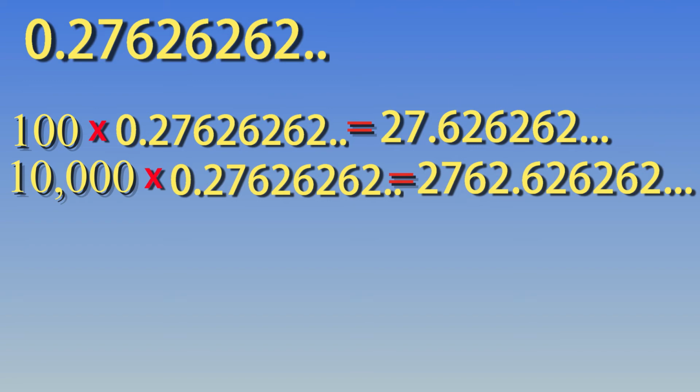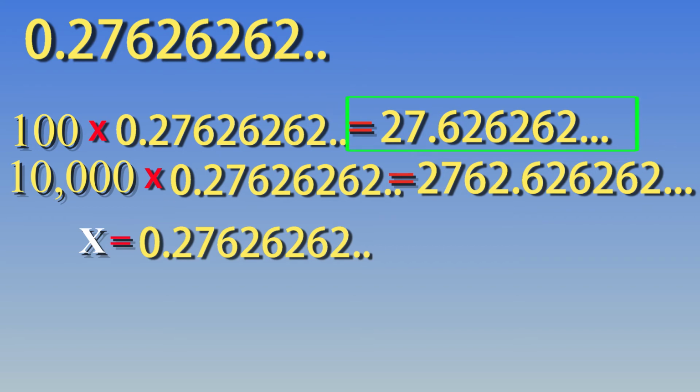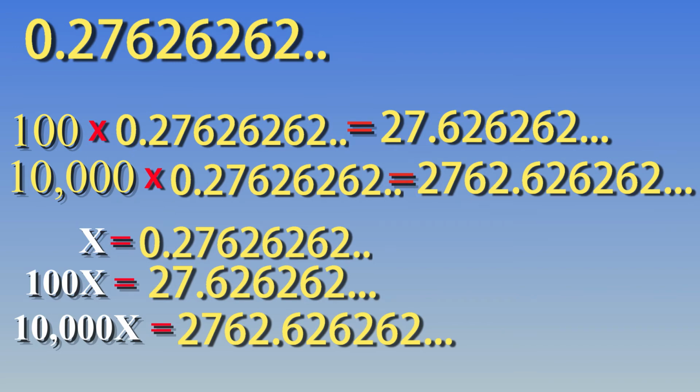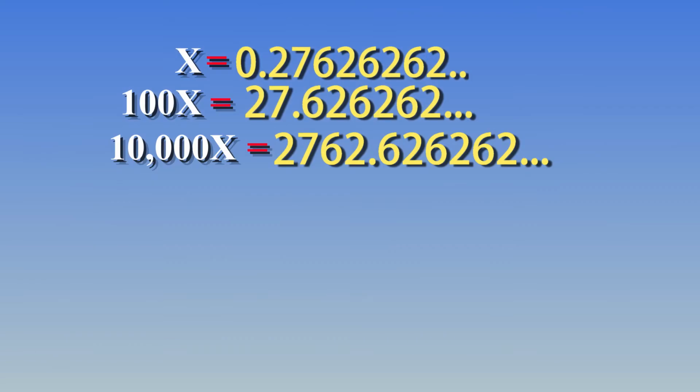Step 3, we label each of these numbers. We label our original x, so x is our recurring decimal, and then since 27.62 recurring is 100 times the recurring decimal, we'll label that 100x. And since 2,762.62 recurring is 10,000 times our original recurring decimal, we'll label that 10,000x. So 100x equals 27.62 recurring, and 10,000x equals 2,762.62 recurring.